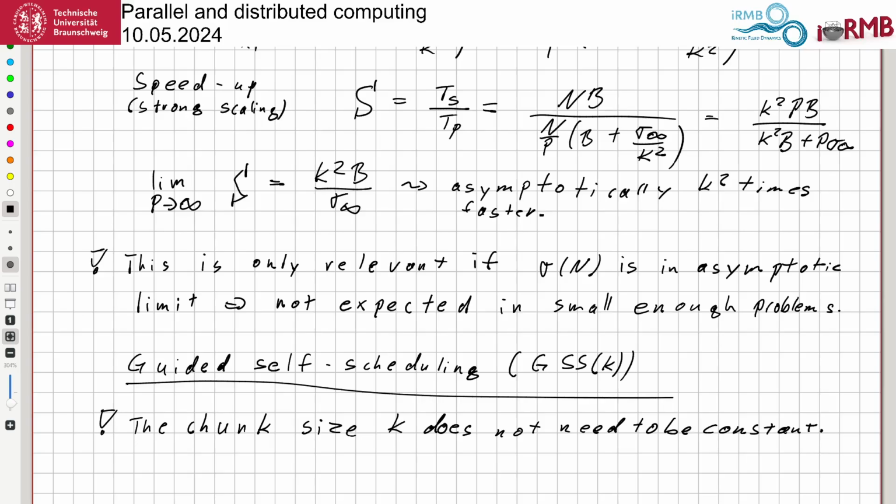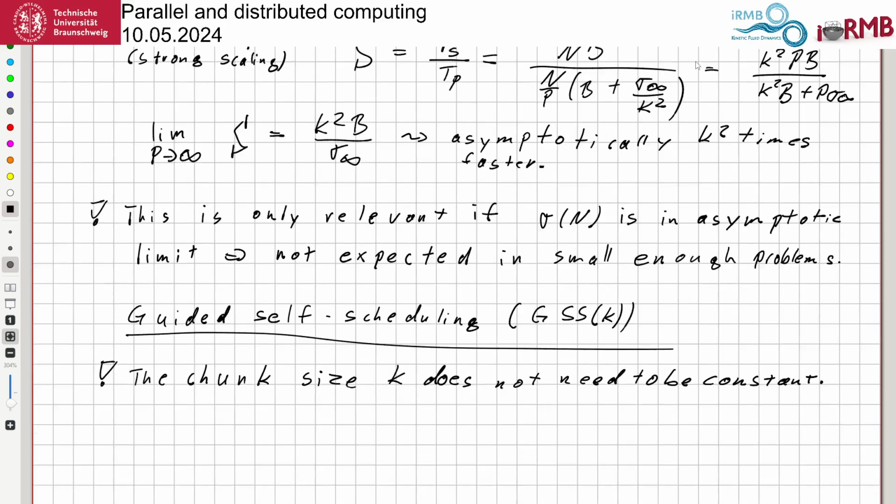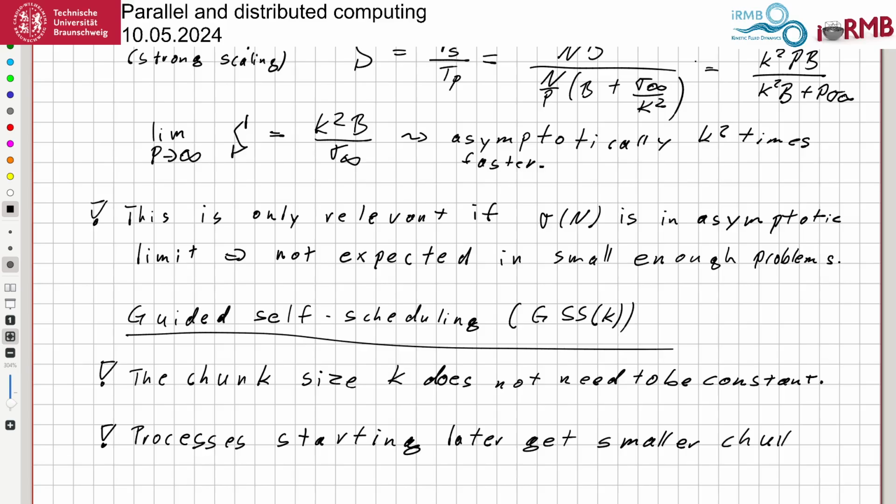But we can also change the chunk size. Now it's, of course, the question, how would we do this? Many possibilities. Here comes a simple one. The simple idea is that processes or chunks that start later get less work. So if you arrive late on the construction site, you have to do less, okay? Than the ones who are already there, yeah?